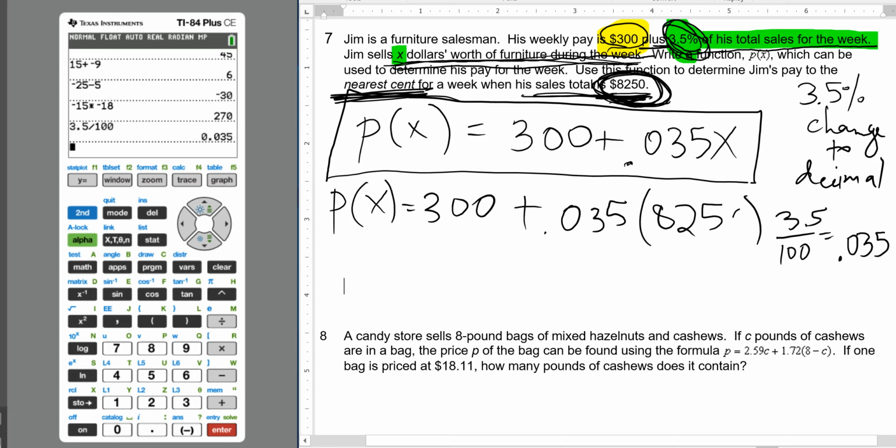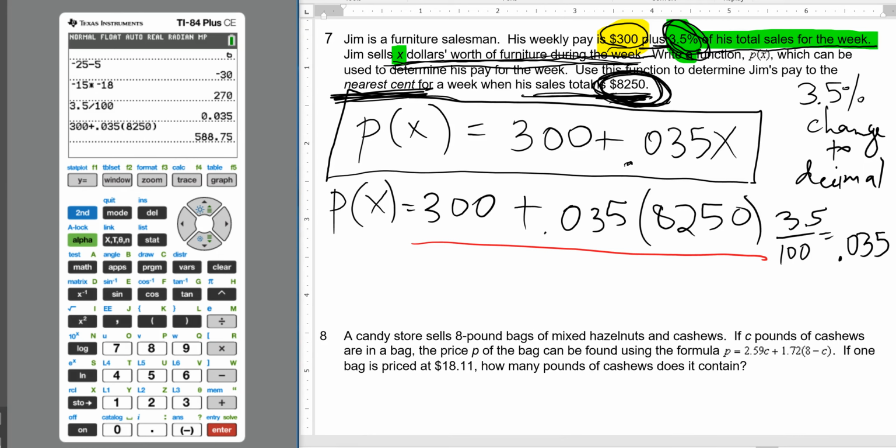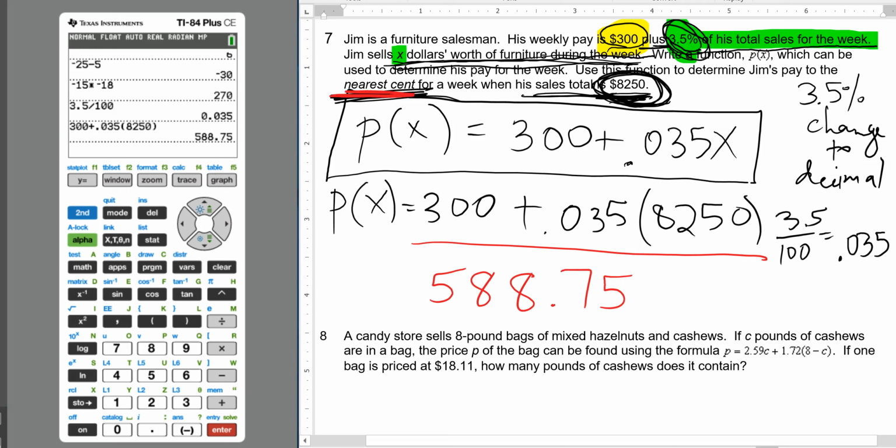He sold $82.50 worth of furniture. And if we type this into the calculator, just like this, it gives us 588.75. Normally for the nearest cent, you would have to round to 2 decimal places, but this comes with 2 decimal places, so that's it. And this is our answer for how much would Jim make in this particular week.